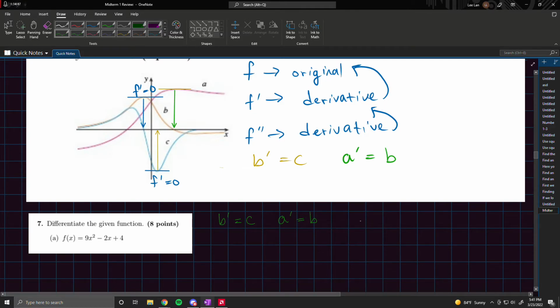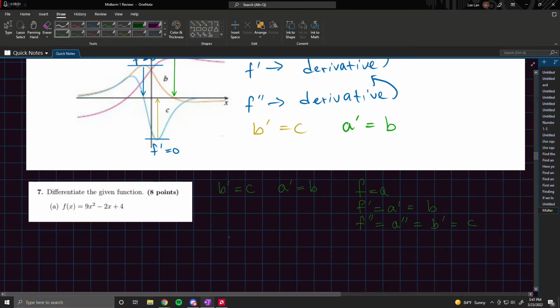So if A is our original function, so if f equals a, then f prime is equal to a prime, and we said that was b. And if f double prime, that's equal to a double prime, which is the same thing as b prime, which we said is right here. So c. So I think we have the answer here. We have f equals a, f prime equals b, and f double prime equals c.